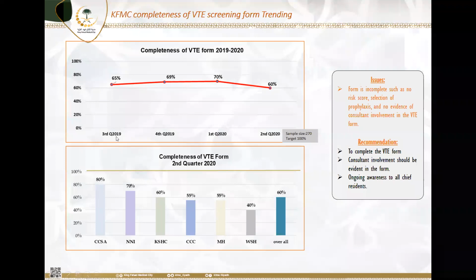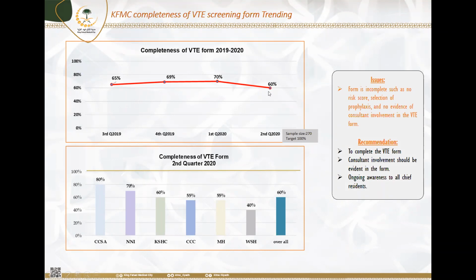This is the 3rd quarter 2019, 4th quarter, then 1st quarter, and the last one, 2nd quarter of 2020, 60%. So we are declining. If you break it down, you will see main hospital 55%. The majority of main hospital patients are medical, 75%, then you have 25% surgical. So this is a really major gap here. The other gap is Women's Specialized Hospital. We can do better. Remember this one, especially the junior residents of the new academic year, maybe they were not trained well for VTE risk assessment.